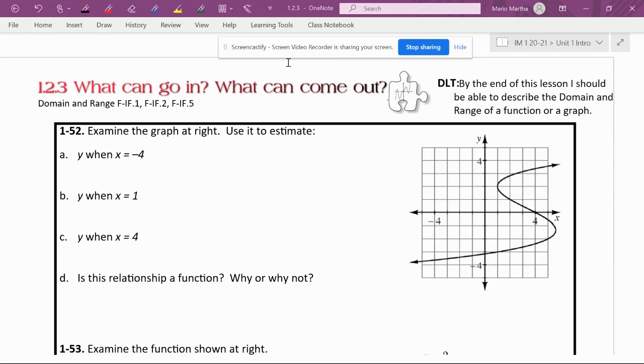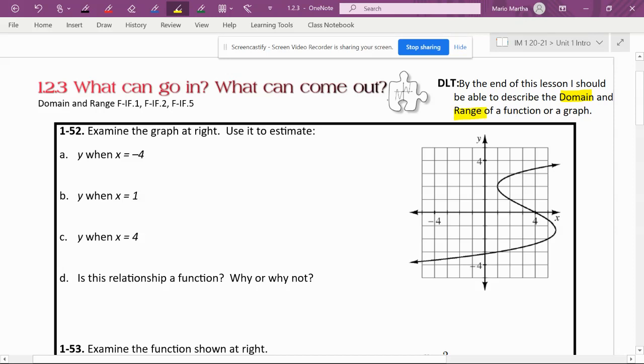Today's topic is going to be 1.2.3, what can go in, what can come out. So again, the distance learning target will be by the end of this lesson, you should be able to describe the domain and range of a function or a graph. These are two new words right here, so make sure you write them down somewhere.